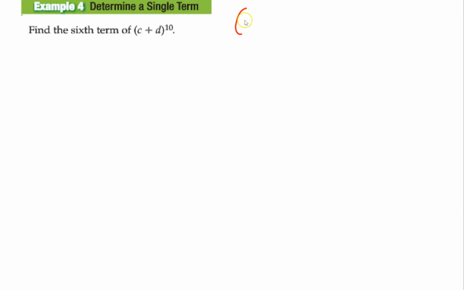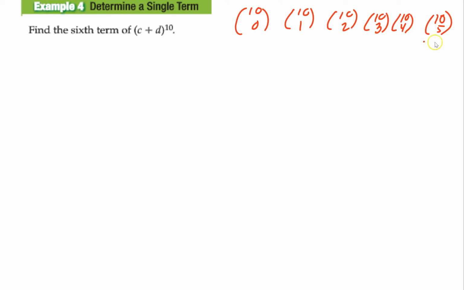The 6th term will be 10 choose 0, 10 choose 1, 10 choose 2 is the 3rd term, 10 choose 3, 10 choose 4, 10 choose 5 is the sixth one, right? So if I'm asking for a term number, it's always one less.